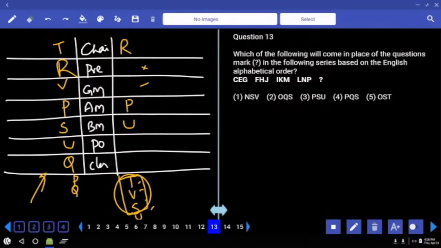The next one, 13 onwards. First or second priority? Now 13 onwards, first or second? The 13th one, only one question.